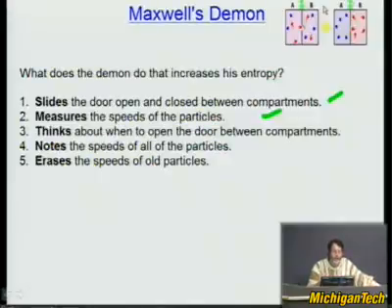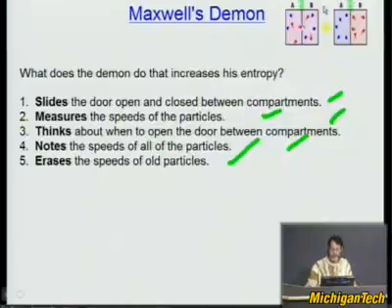That requires some minimal energy. I know the human brain takes a lot of energy; you need to eat in order to think. Maybe noting the speed, writing down the speeds of all the particles in some way. It has to be recorded in some way. Maybe that does it. Maybe erasing the speed of old particles. Maybe that's what does it. What is the demon doing to increase his energy and entropy?